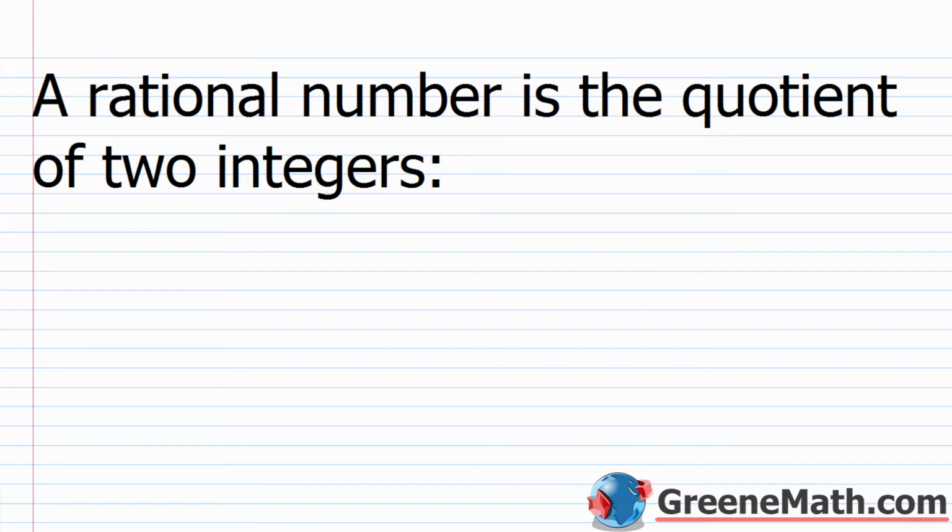So we should know at this point that a rational number is the quotient of two integers. Some examples of a rational number: something like 2/3, so I have an integer 2 over an integer 3. Something like 5/7, integer 5 over an integer 7. Something like -2/11, an integer of -2 over an integer of 11. So it's very easy to define a rational number.